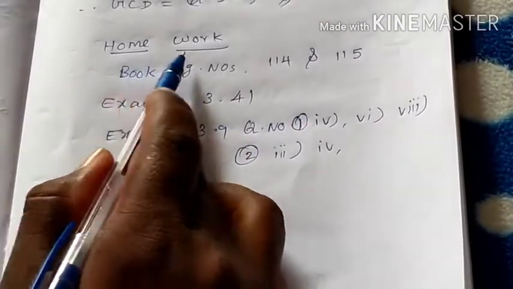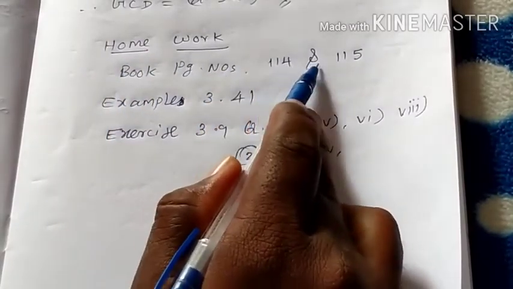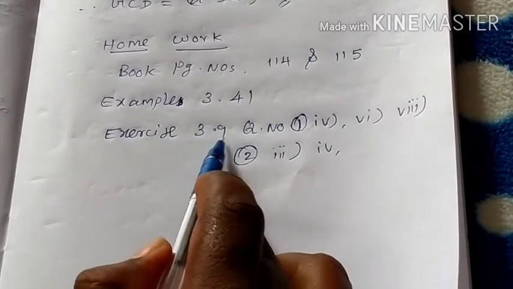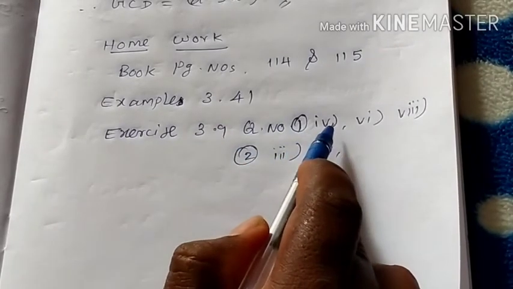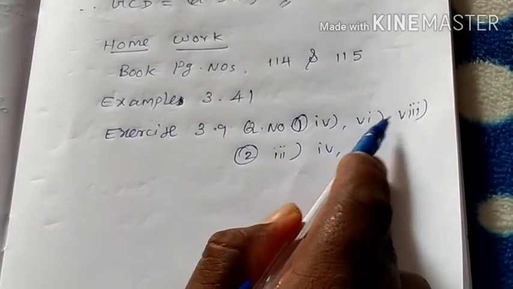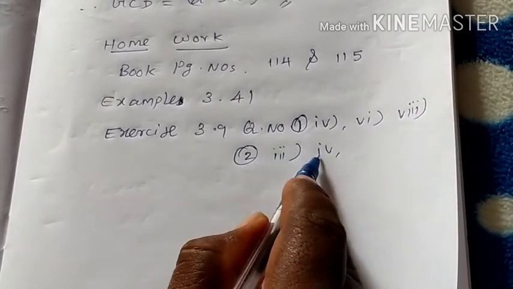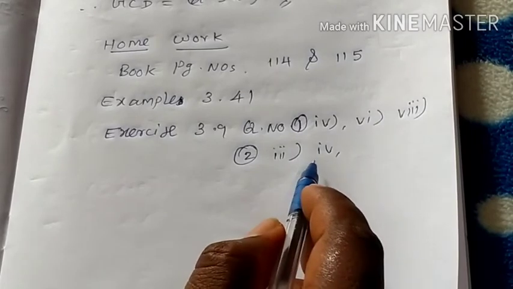Okay, dear students, today's homework: book pages 114 and 115. Example 3.41. Exercise 3.9. Question number 1: 4th subdivision, 6th subdivision and 8th subdivision. Second question: 3rd subdivision and 4th subdivision. That's all today's homework. Do it well.